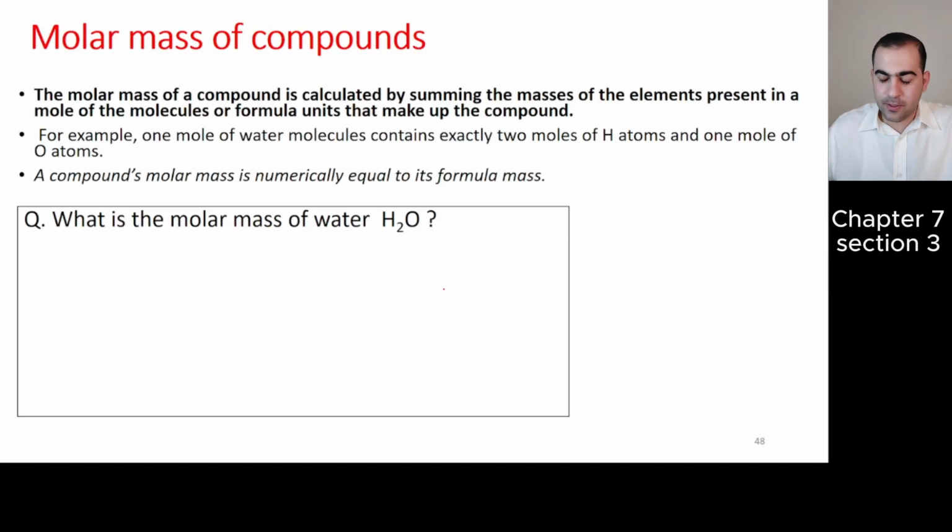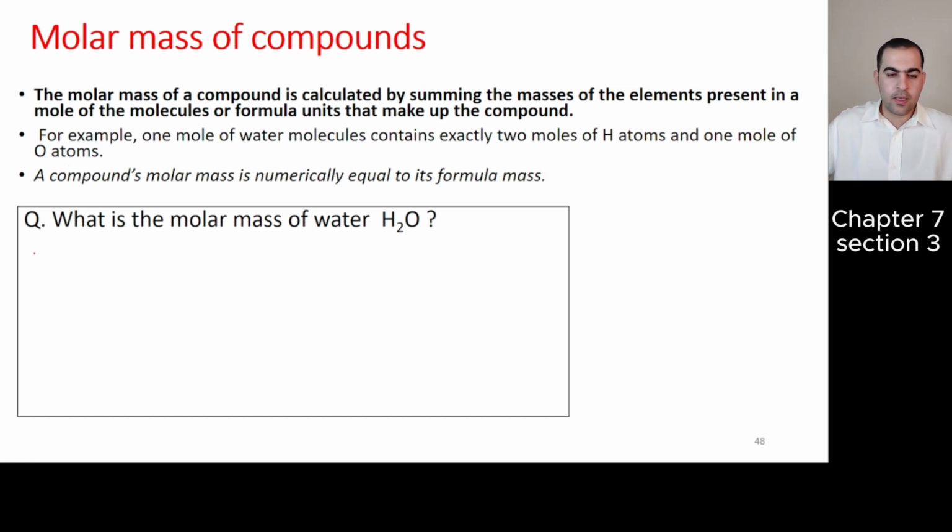Molar mass of compounds, guys. Molar mass of elements, we all know it. In the periodic table, they're given. 1 mole of any element, we know their mass. What about molar mass of a compound? The molar mass of a compound is calculated by summing the mass of elements present in a mole of the molecules or formula units that make up the compound. For example, 1 mole of water molecules contains exactly 2 mole of hydrogen atoms and 1 mole of oxygen atoms.